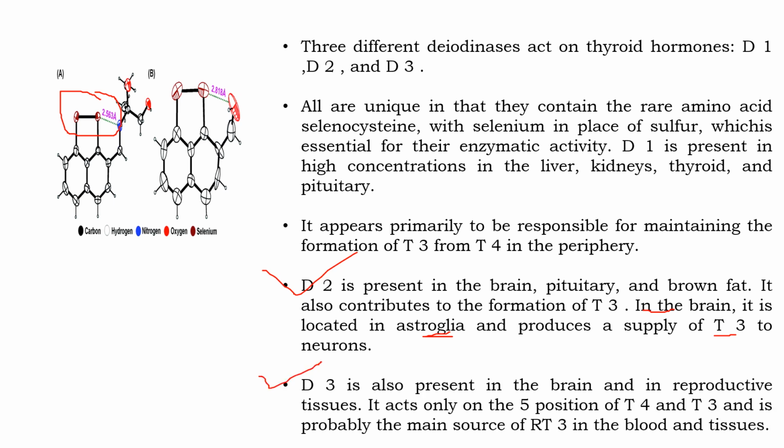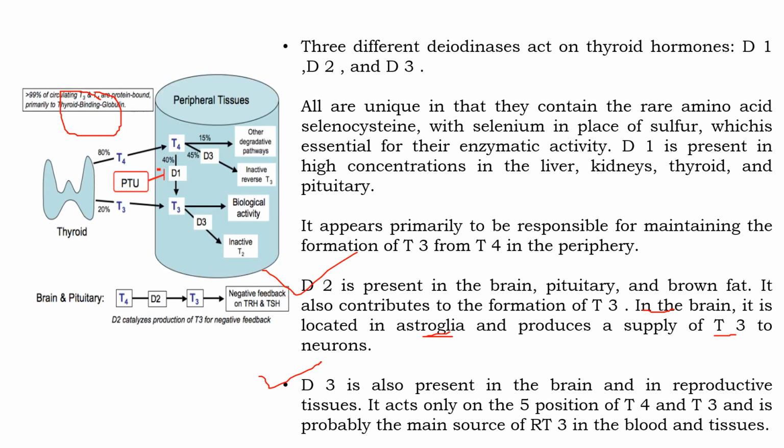D3 is also present in the brain and in reproductive tissue. It acts only on the 5 position of T4 and T3 and is probably the main source of reverse T3 in blood and tissue. So here we can see that 80% of released thyroid hormone is T4, and in the peripheral tissue it will be converted to T3 with the help of the enzyme D1, or with the help of the enzyme D3. D3 is a major source of the formation of reverse T3. And in brain and pituitary, the major deiodinase is D2, and it converts T4 to T3, and this T3 is actually responsible for the negative feedback of TRH and TSH and also responsible for the physiological activity of thyroid hormone.